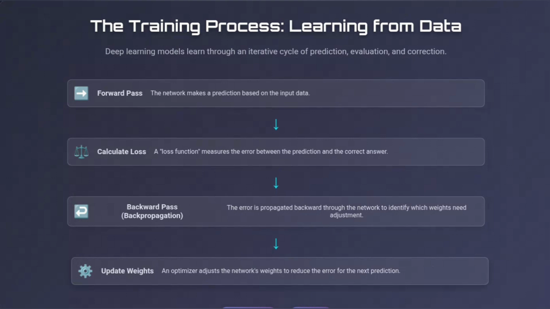But here's the key. We repeat this process thousands or even millions of times. Each iteration makes the network slightly better. It's like practicing a musical instrument. Each repetition improves performance incrementally. Over time, these tiny improvements compound into remarkable capabilities. During training, we also use techniques like batching, or processing multiple examples together, and regularization, or preventing overfitting, to make the learning process more efficient and robust.